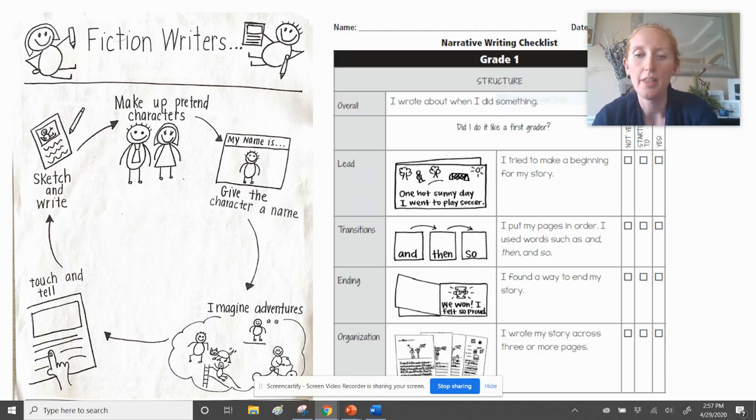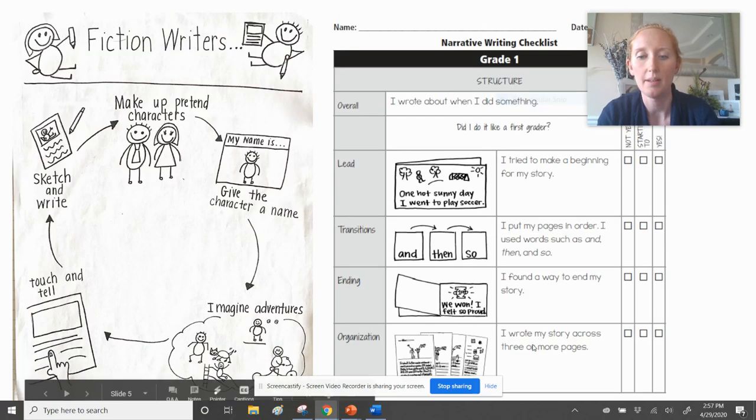Okay? The third thing we see here is the ending. You want to make sure that you found a way to end your story. This is what you did yesterday. And in your ending, it should say how the character felt. Remember, not I, but Joey, Clara, Bobby, whoever's in your story. I was happy. I was sad. I was relieved. Okay, whatever the feeling is that wraps up your story.